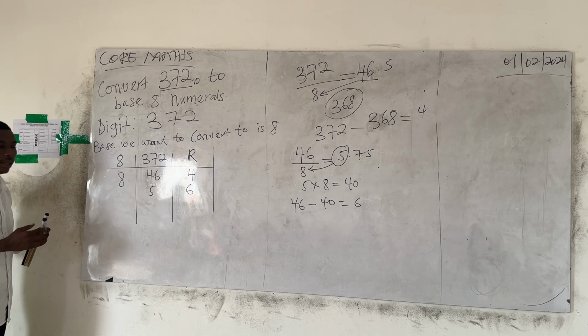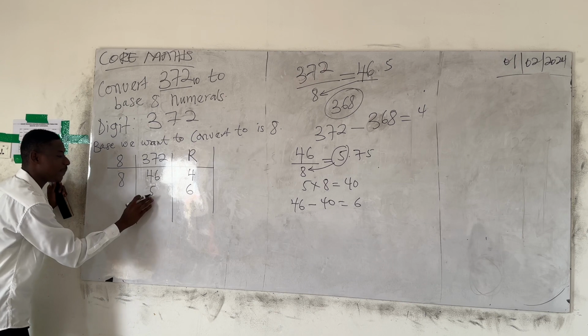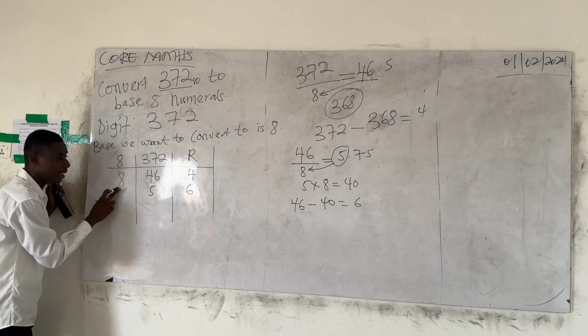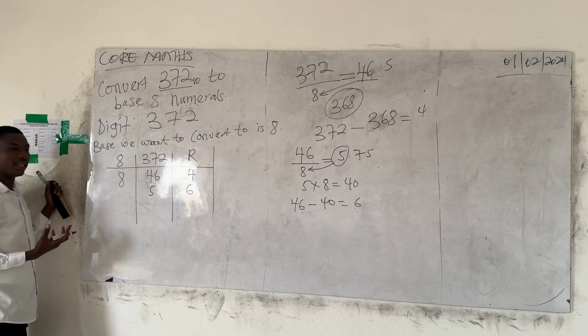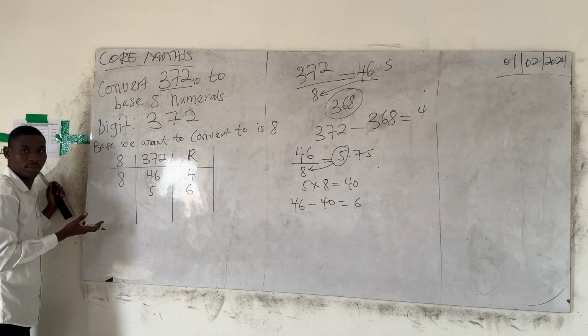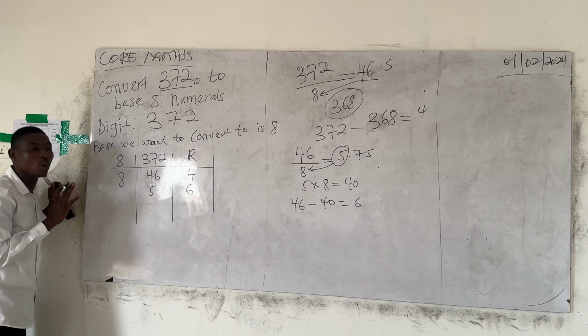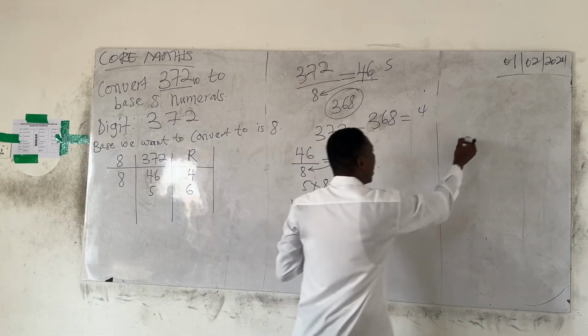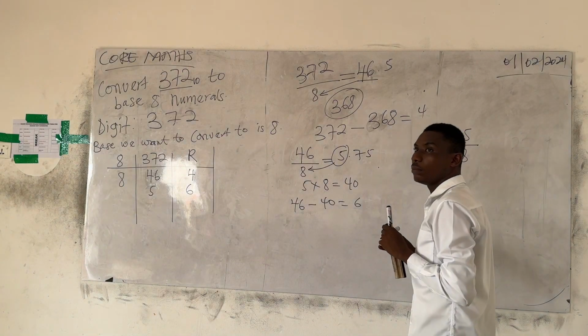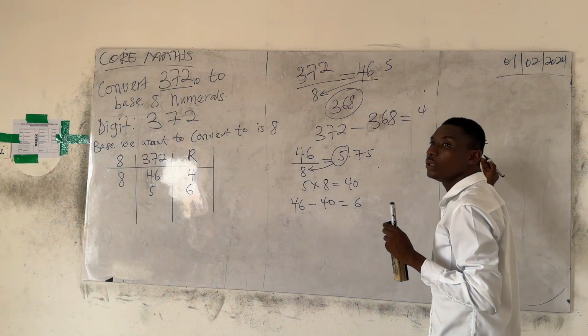Are you following? Now we have gotten to this part. The answer here is what? And the base here is what? 8. So now we have 5 items. 8 people are going to share. Is it possible? So it means that there is no quotient. We have 5 items and 8 people are going to share. What will be the result? There is no quotient.